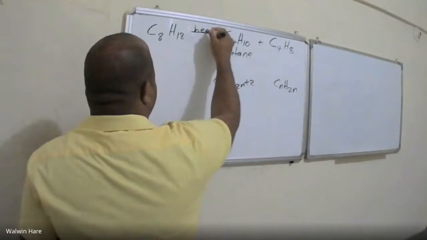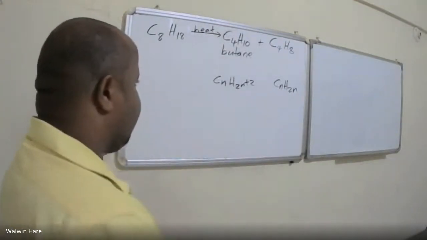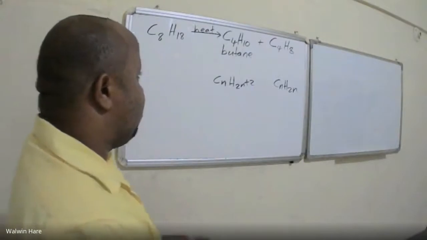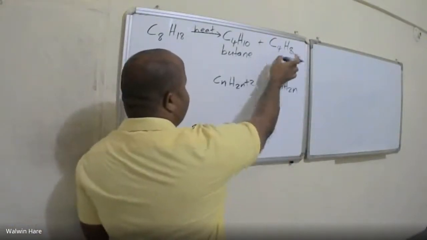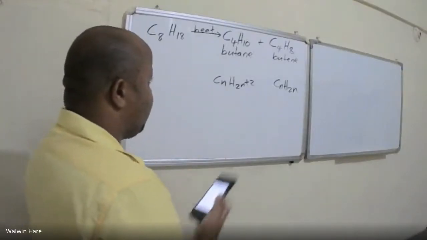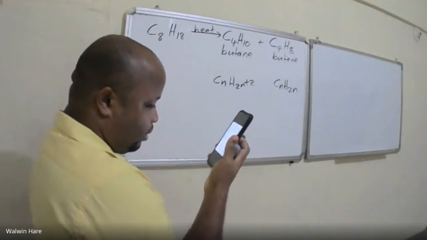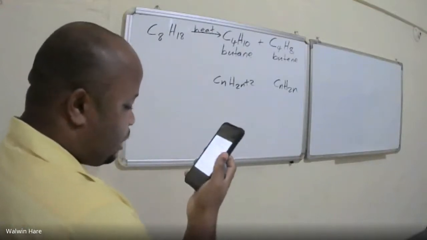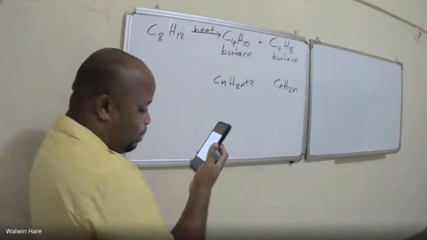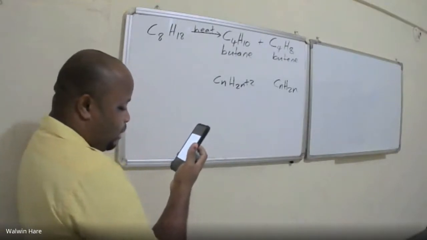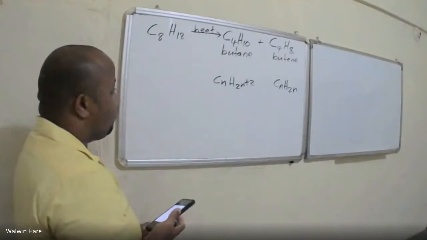Should something be on the arrow? No. Right. Alright. What would be the name of this alkene? Butene. Alright, so we get butane and we get butene. So for part B, describe a simple laboratory test to distinguish between these two hydrocarbons.